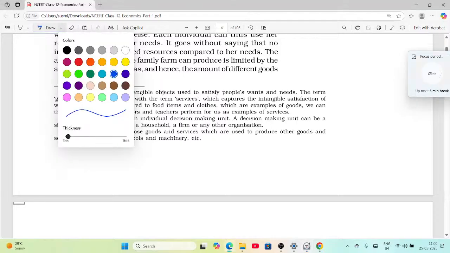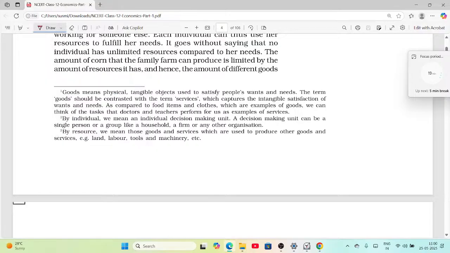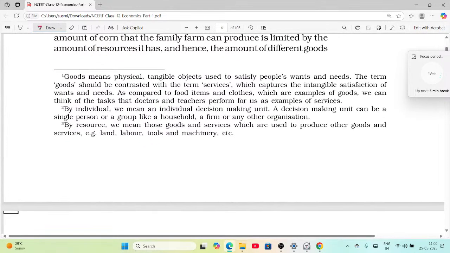I will be marking only the things that I need to revise, and not all the things, okay? Let me zoom in a little bit more.